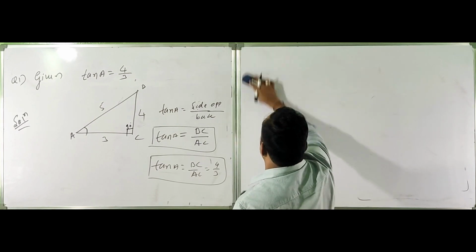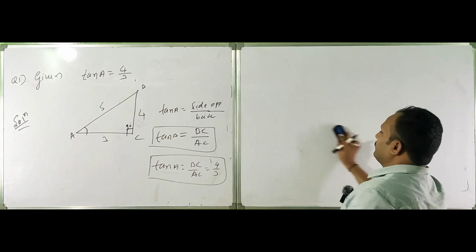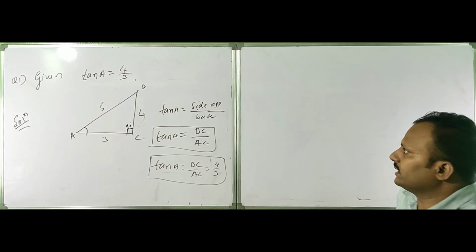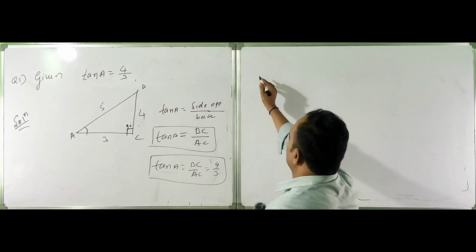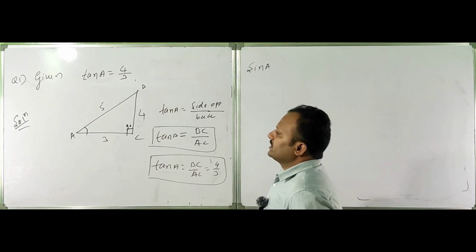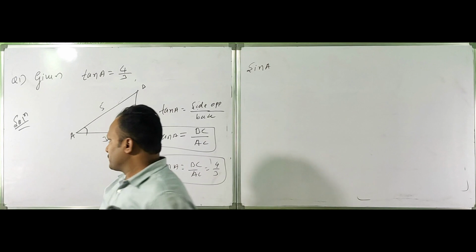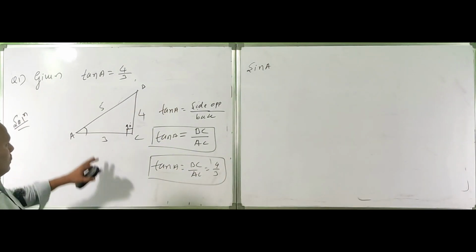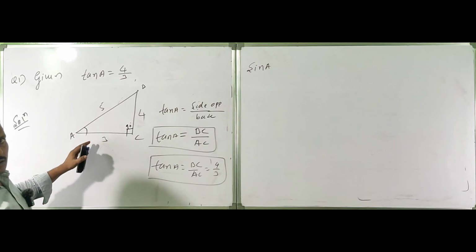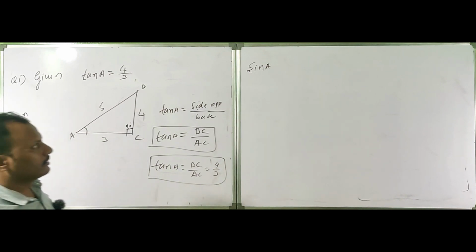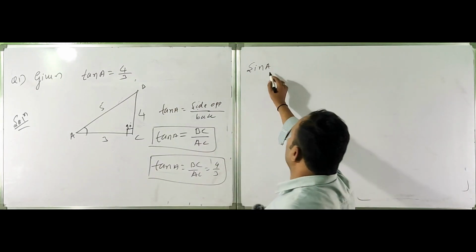We now have all three sides of the triangle. The only thing left is to find the remaining ratios. Remaining ratios means with respect to this angle A only, not B, not C: sin A, cos A, tan A, cot A, sec A, cosec A.